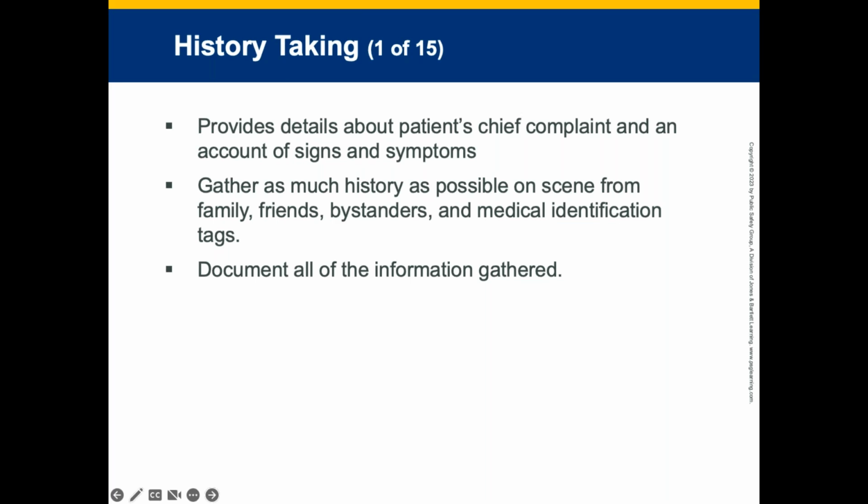Right? When it comes to history taking, this provides details about the patient's chief complaint and an account of the patient's signs and symptoms. So interrogation: gather as much information as you possibly can from the family, friends, and bystanders, and then get on the road. Check for medical identification tags, paperwork, DNRs, DNIs, DNHs, MOLST forms, living wills, whatever may be out there. Look at what's there in front of you. Do not delay transport for patients who are unstable.